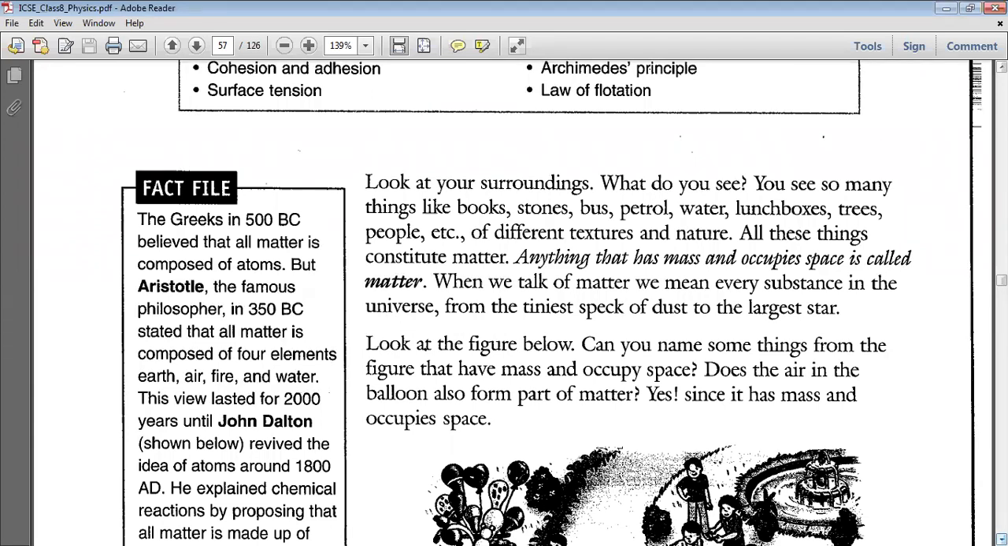That is called matter. So, whatever we see around us, books, stones, bus, petrol, water, lunch boxes, trees, people of different textures and nature, all these things constitute matter. When we talk of matter, we mean every substance in the universe, everything from the tiniest speck of dust to the largest star.